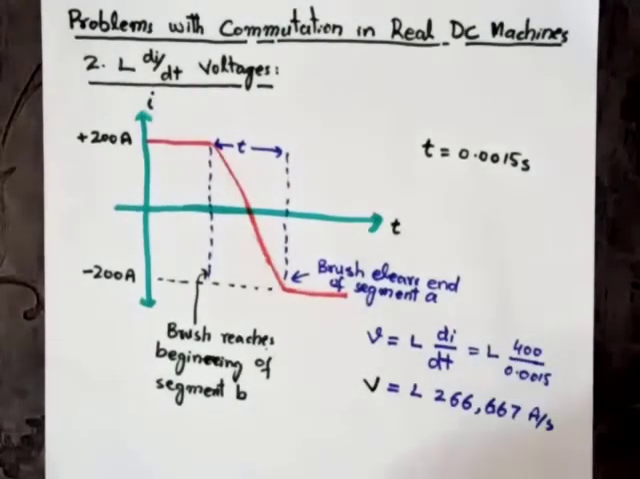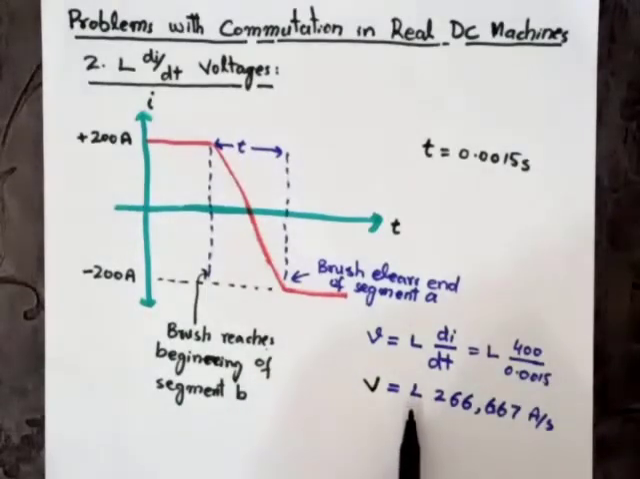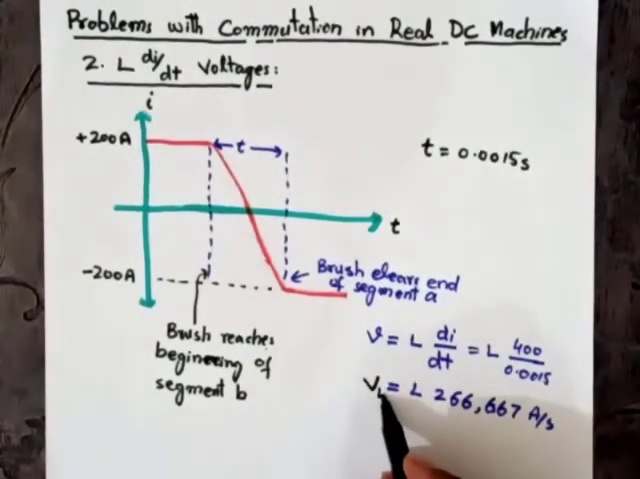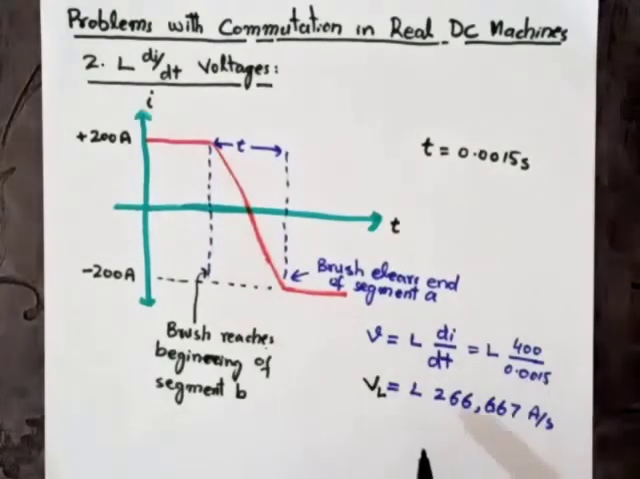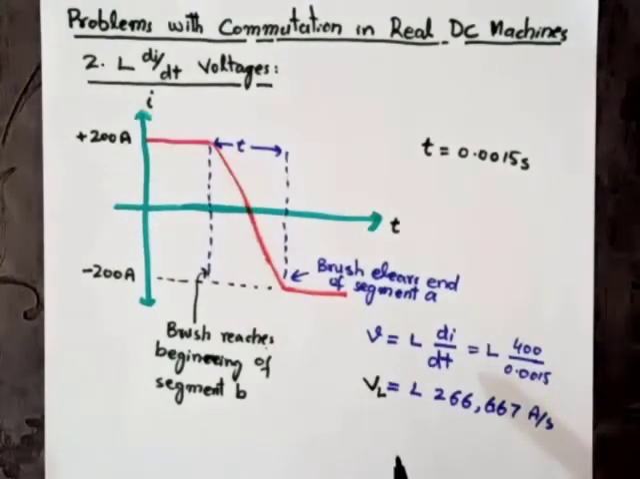Now, as you can see in this equation, even if there is a small value of inductance, the inductive kick VL will be large. This is called the inductive kick. Even if there is a small value of L, the inductive kick VL will be large. A large EMF will be produced. A circulating path is already present here that will produce sparking across the brushes.